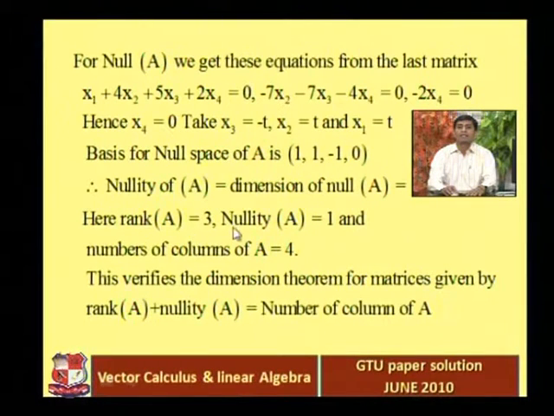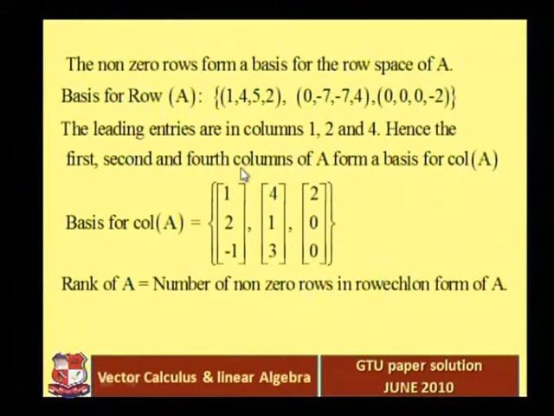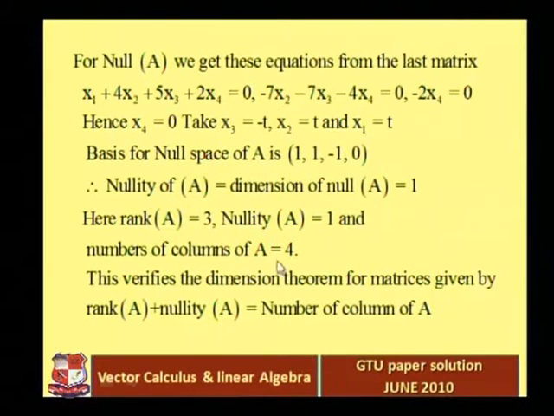Rank is 3 and nullity is 1. 3 plus 1 is 4, and we have exactly 4 columns in the given matrix A. So clearly the dimension theorem is satisfied. Rank is 3 because the number of non-zero rows in the row echelon form is 3, and nullity we get 1. So 3 plus 1 is 4, exactly the number of columns. That's why the dimension theorem is satisfied. Here is the complete solution of this question.